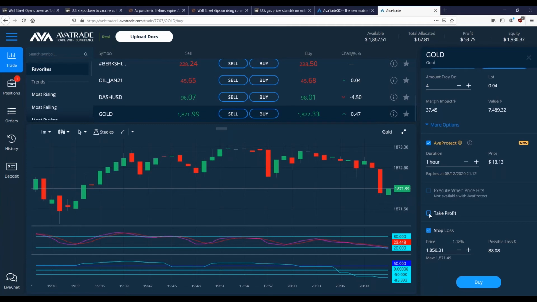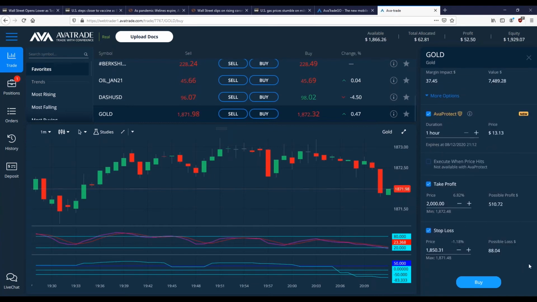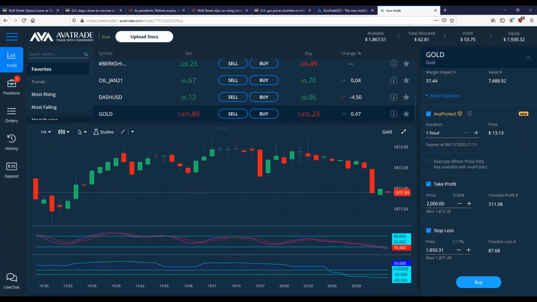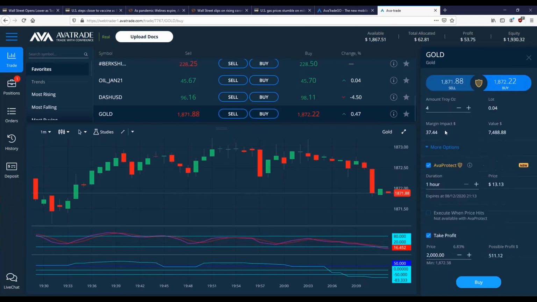Then what you can do, put your take profit. Maybe I want to take profit at 2,000. Maybe I think gold will rise to 2,000. So then I say, oh, that's a nice ratio. 510 potential profit to 88 potential loss. I could be wrong 5 times and right once with a move like this, and I'll still profit with that risk reward ratio.